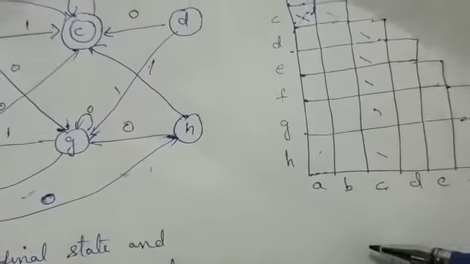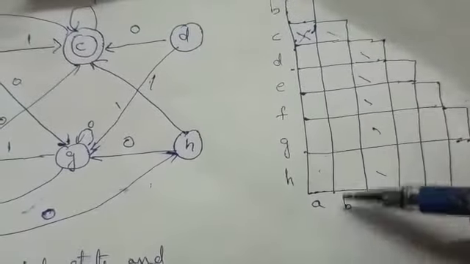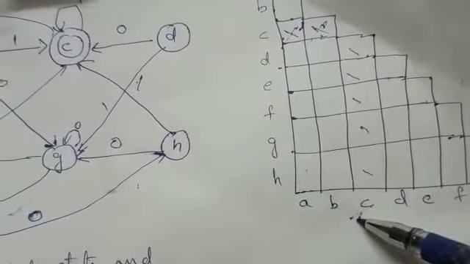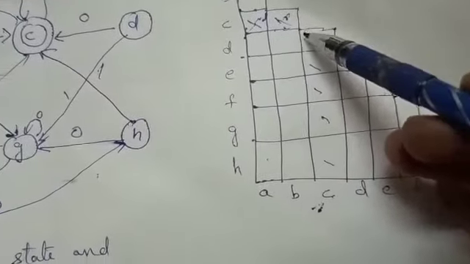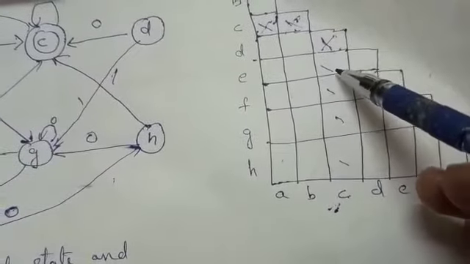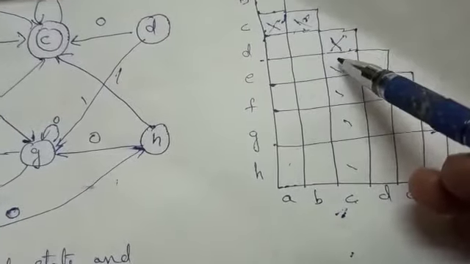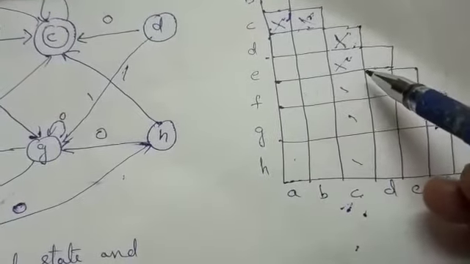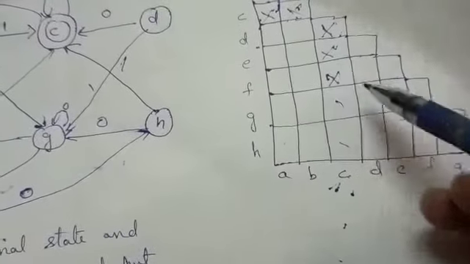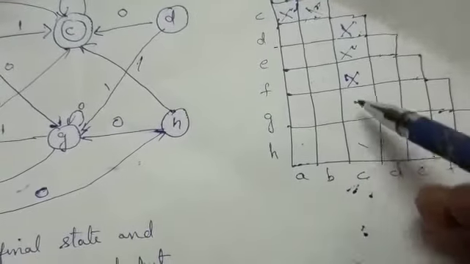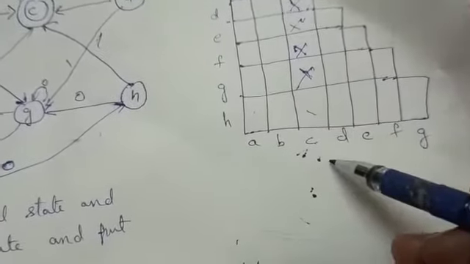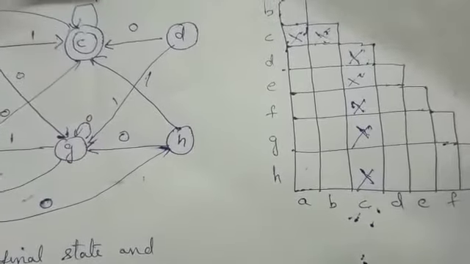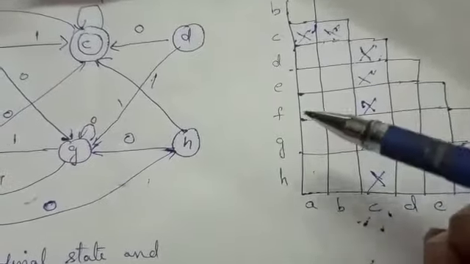Next, B is a non-final state and C is a final state. Then C is a final state, D is a non-final state; C is a final state, E is a non-final state; C is a final state, F is a non-final state; C is a final state, G is a non-final state; C is a final state, H is a non-final state. So we have put an X wherever there is a final and a non-final state.